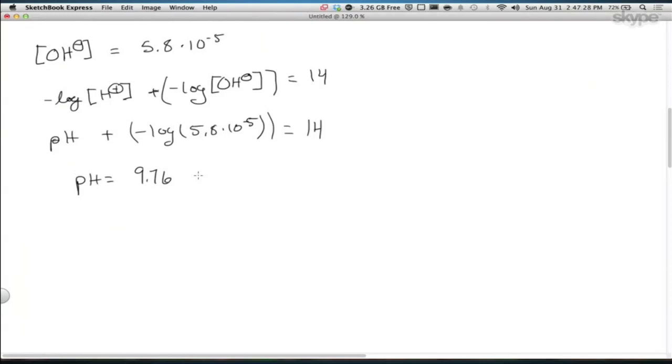Then you could write, instead of writing pH plus negative log 5.8 times 10 to the negative fifth equals 14, you could have written that pH plus pOH equals 14. It would just make your algebra a little bit simpler. But the way that you did it is correct as well, and you got the correct answer.